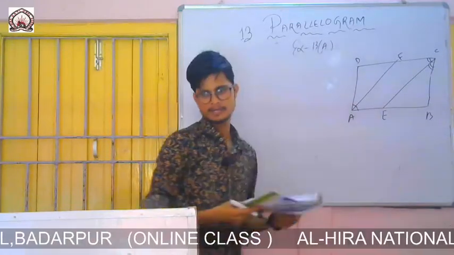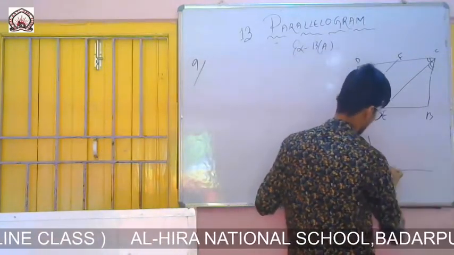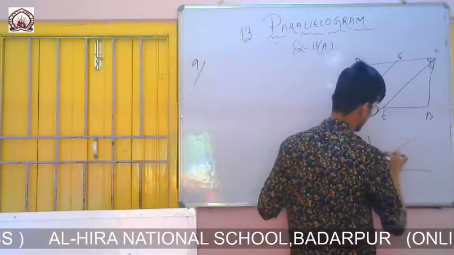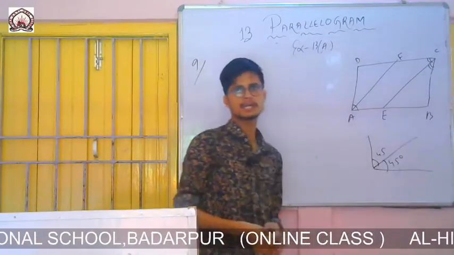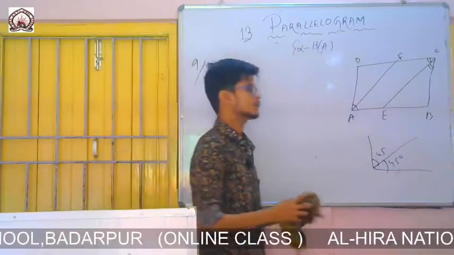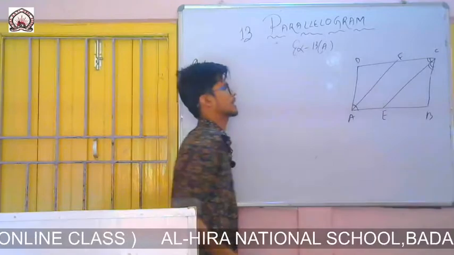Bisect means it is equally divided. If an angle is 90 degrees, and if I bisect the angle, this one will be 45 and this angle will be 45. If the angle is 60 degrees and if I bisect it, then each angle will equal 30 degrees. So here also same, it is bisected.